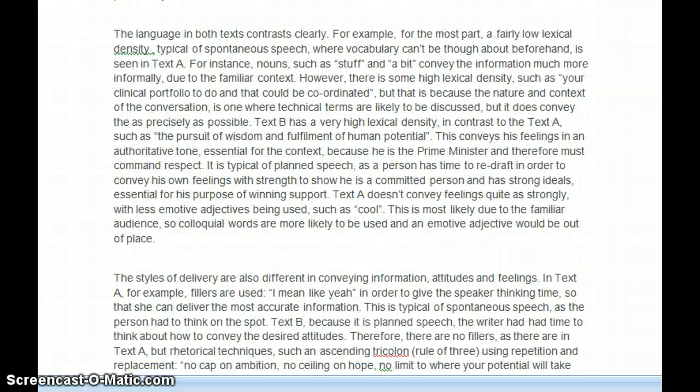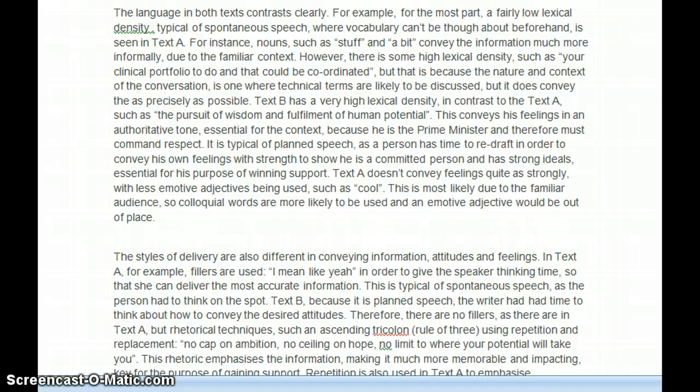Try and draw the text together wherever you can. Okay, so the language in both texts contrasts clearly. The problem with the start of this paragraph is that it doesn't connect to the first one. You've therefore got a generic framework with no connections and therefore no fluency in your essay. One look at the mark scheme will tell you that you're not going to get very high up without fluency in your essay, so you're going to have to connect those together.